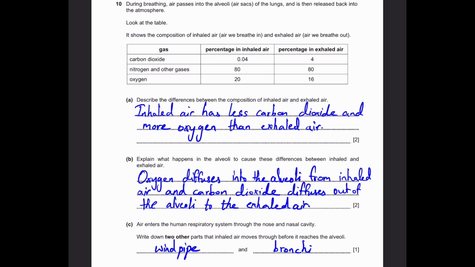So oxygen diffuses into the alveoli from the inhaled air, and that's why inhaled air has more oxygen than exhaled air. And then carbon dioxide diffuses out of the alveoli to the exhaled air. That's another reason why alveoli are present, because carbon dioxide, if it collects in the body, will be a toxic gas to the body. So that's why we need to make sure it is removed immediately. That's the alveoli's purpose again.